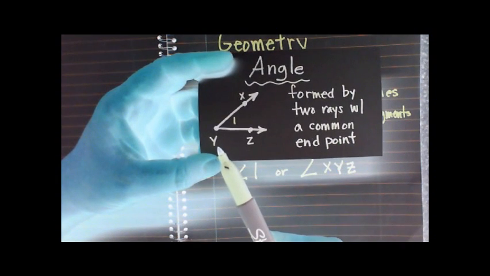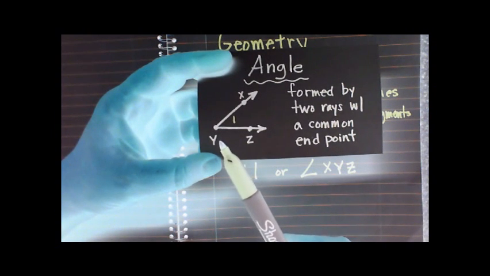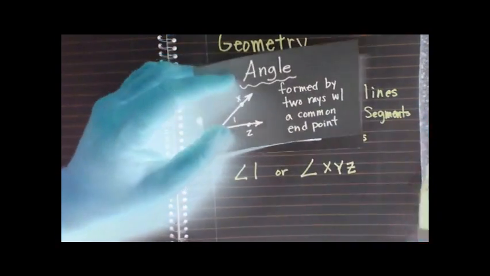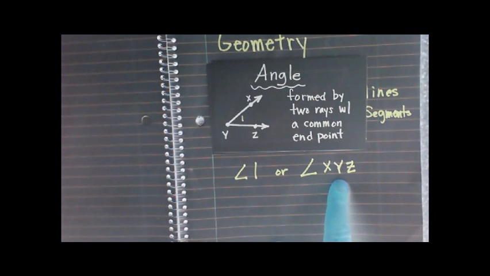This common endpoint that the angle has is called the vertex. So the common point that the 2 rays share on an angle is called the vertex. So the vertex for this angle is Y. That's the vertex point. And when we name our angles like I did a second ago, the vertex is always the middle letter.